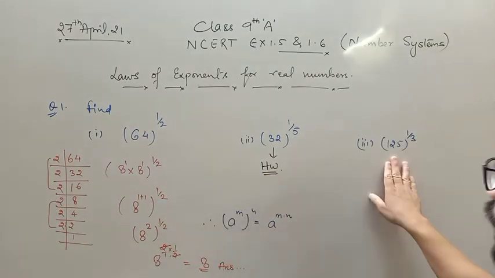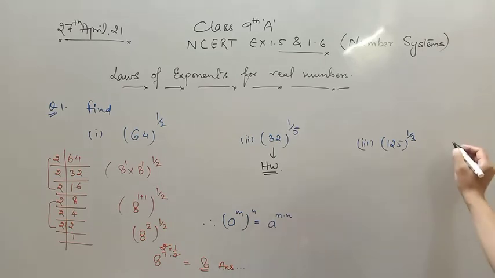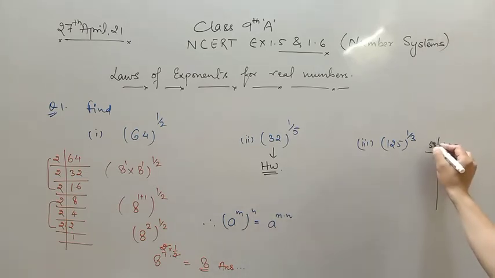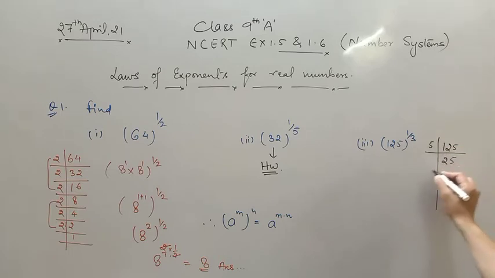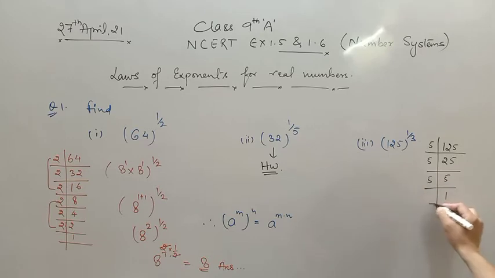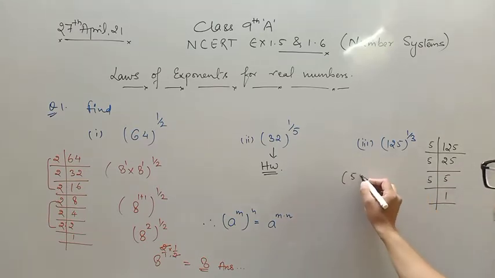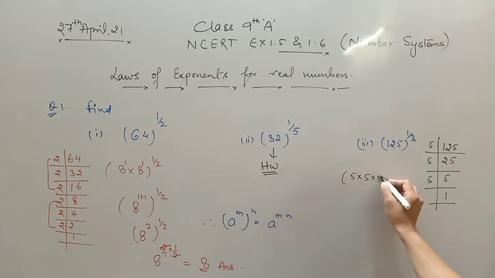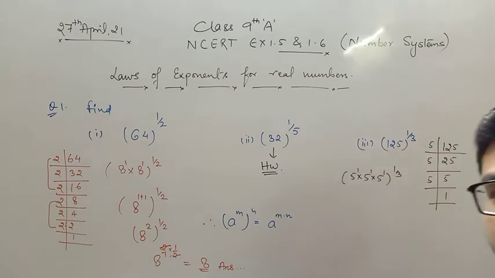Okay. So now 125. First I factorize 125. 5 2s are 10. 5 5s are 25. 5 5s are 25. 5 1s are 5. So can I write 125 like this? 5 into 5 into 5, ki power 1 power 1 power 1, ki whole power 1 by 3, right?